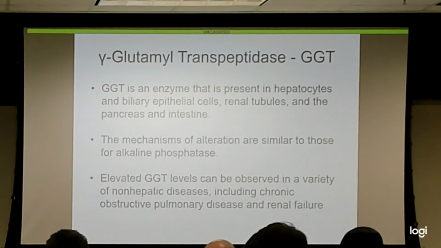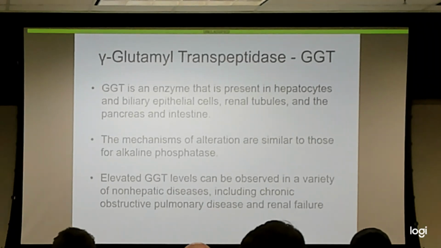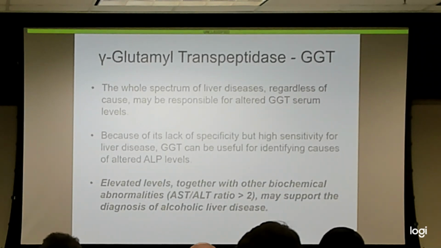Just to remind you, GGT is an enzyme that's present in hepatocytes and biliary epithelial cells, renal tubules, pancreas, and intestine. The mechanisms of alteration are similar to those for alkaline phosphatase, but elevation in GGT levels can be observed in a variety of non-hepatic diseases, including chronic obstruction, chronic COPD, and renal failure. Cool. And so, again, if you've got that AST-ALT ratio with a little bit of an elevated GGT, think alcohol.